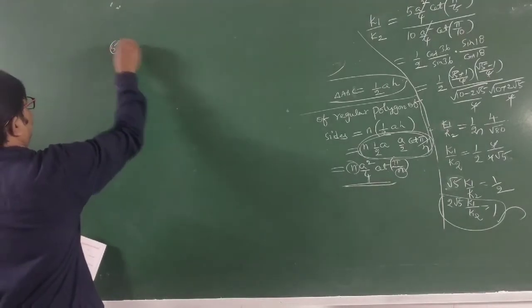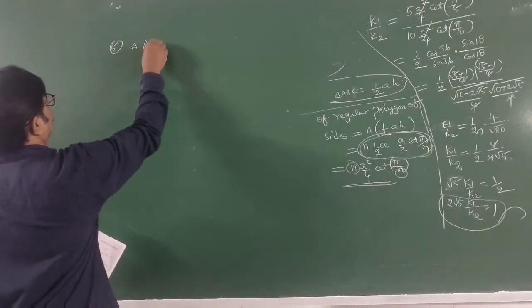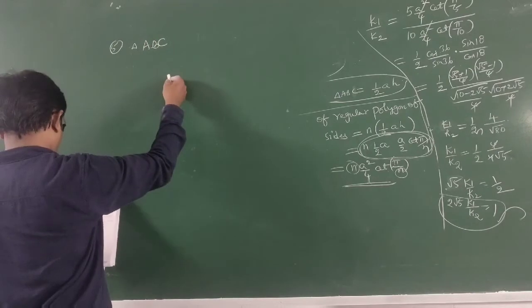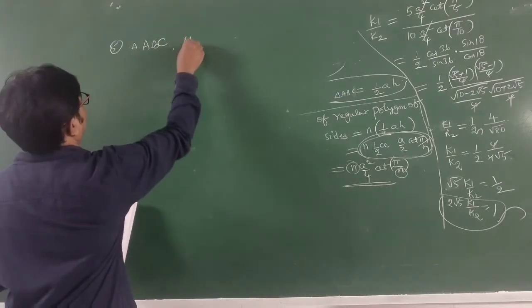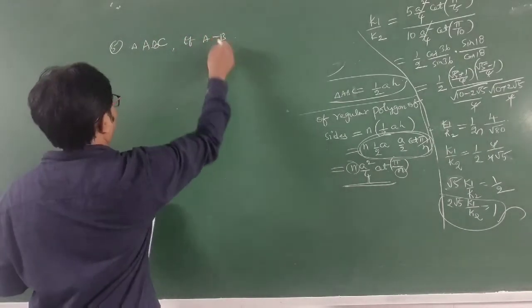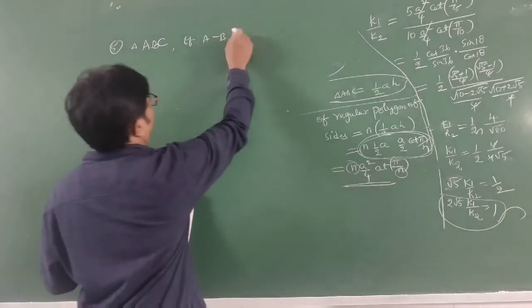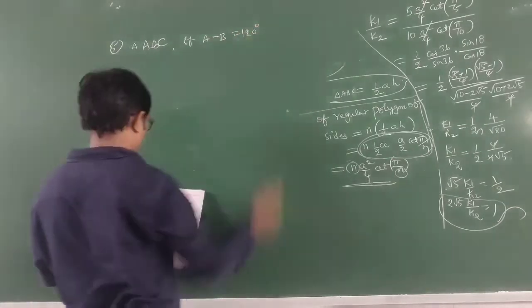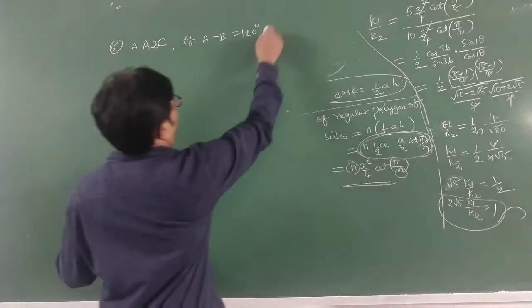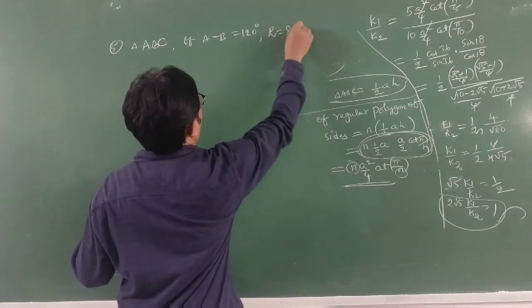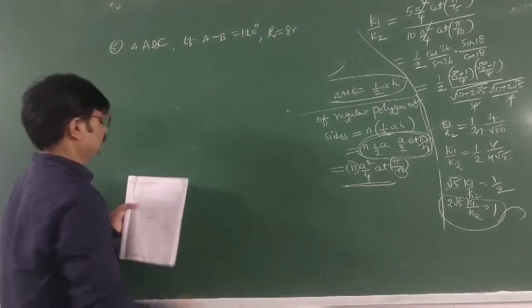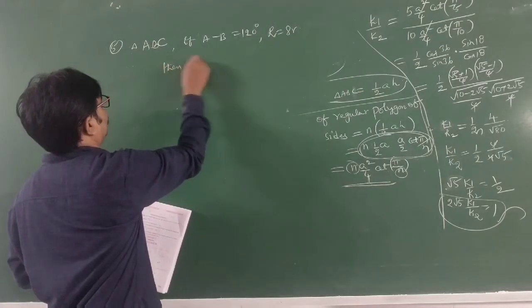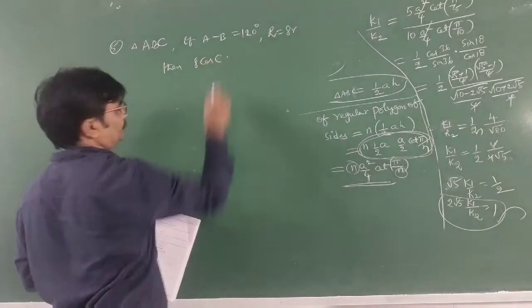In a triangle ABC, if A minus B equals 120 degrees and capital R is the eta, then find 8 cos C.